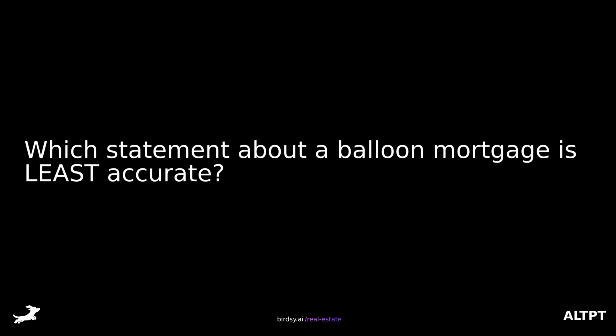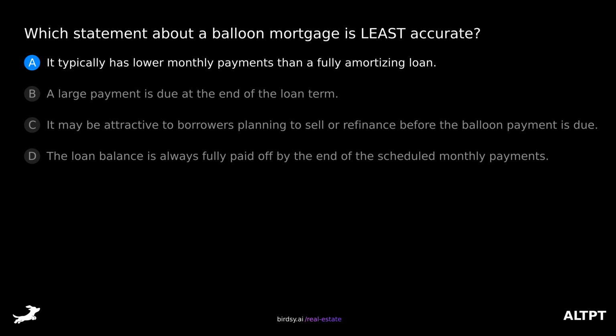Which statement about a balloon mortgage is least accurate? Is it A, it typically has lower monthly payments than a fully amortizing loan? B, a large payment is due at the end of the loan term? C, it may be attractive to borrowers planning to sell or refinance before the balloon payment is due? Or D, the loan balance is always fully paid off by the end of the scheduled monthly payments?